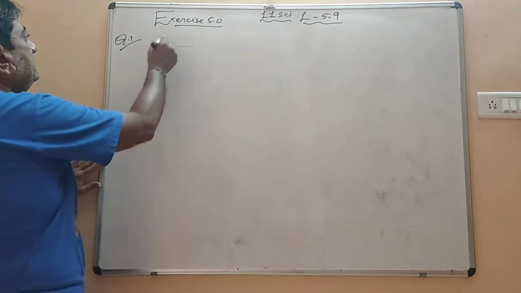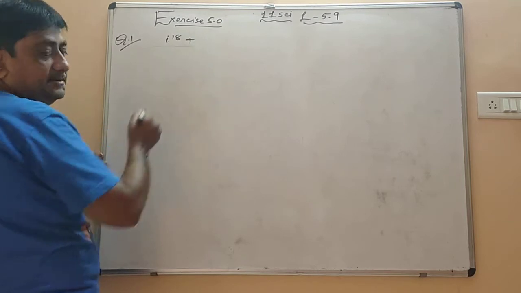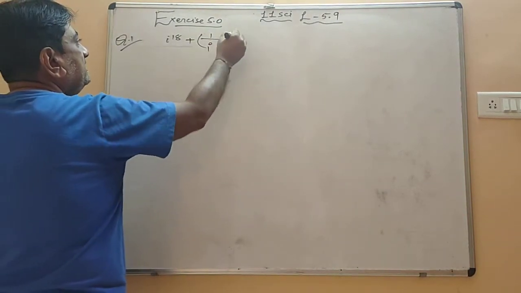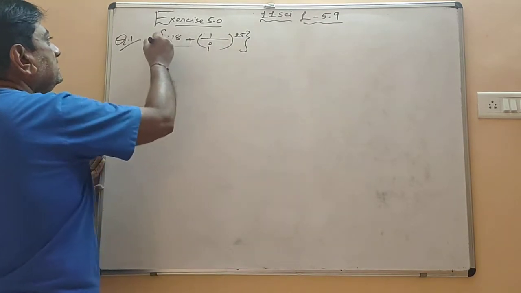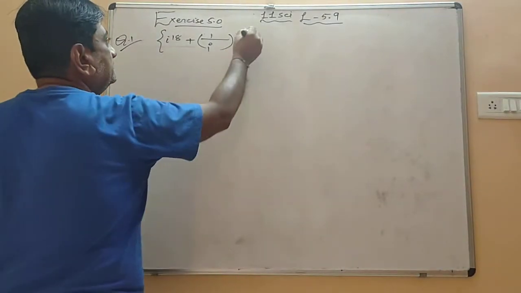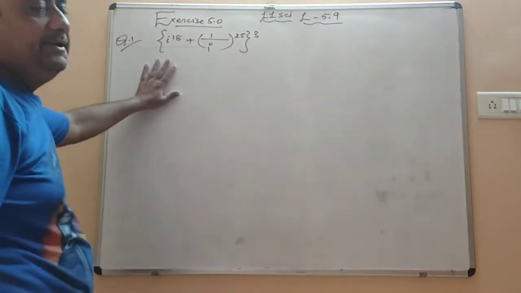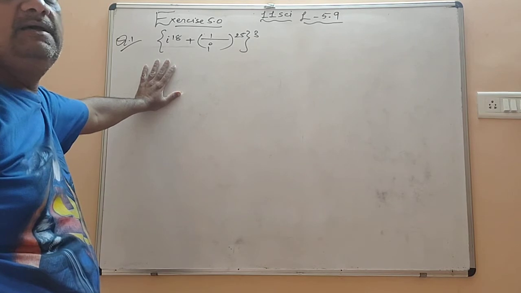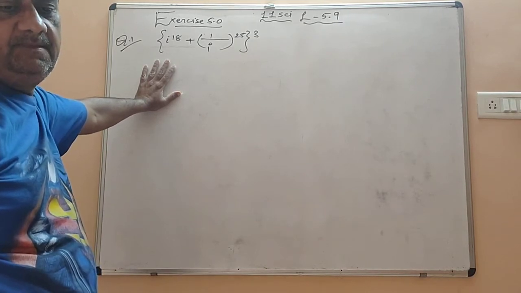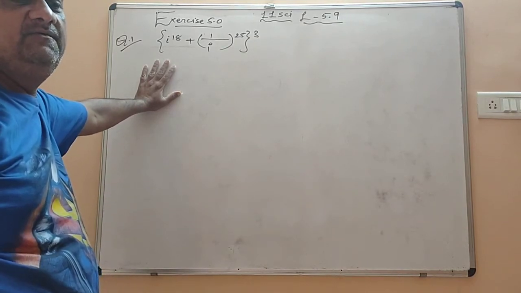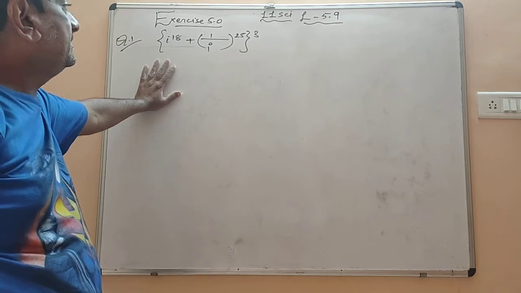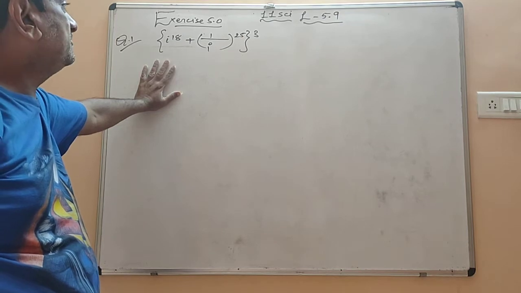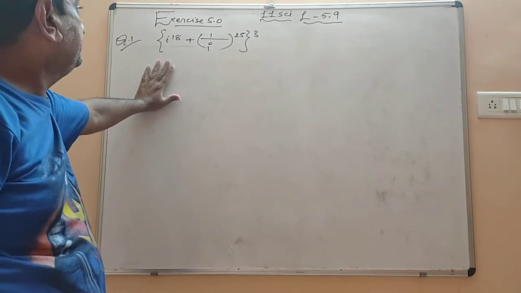i raised to 18 plus 1 upon i raised to 25, and raised to q, and convert this complex number in the a plus bi form. It means real part and imaginary part of the complex number. इसको हमको convert करना है.